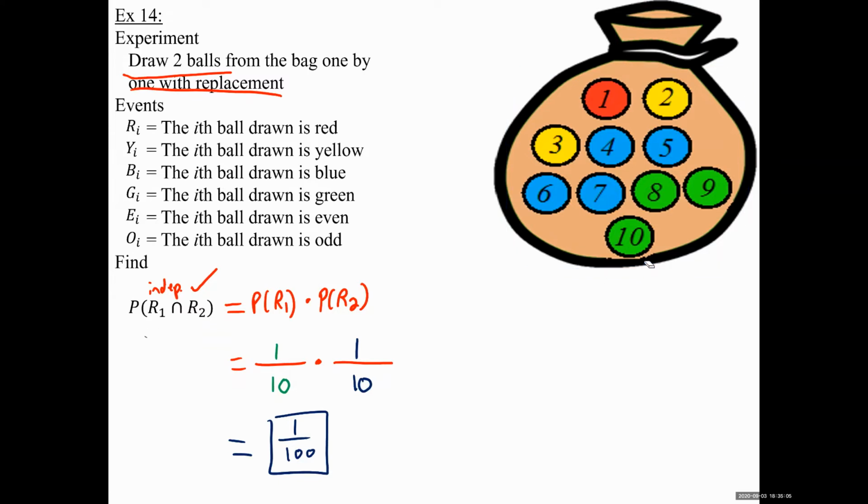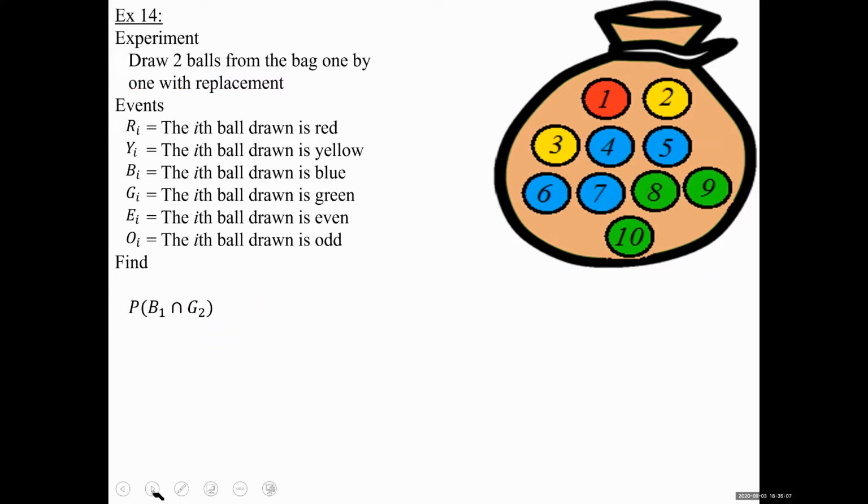All right, let's do a couple more like that. All right, again, what am I saying here? We're drawing 2 balls, one at a time with replacement. This is saying, what's the probability the first ball you drew is blue and the second ball you drew was green? Okay, so that's the question. And again, this 1 means on your first draw you got a blue. This 2 means on your second draw you got a green.